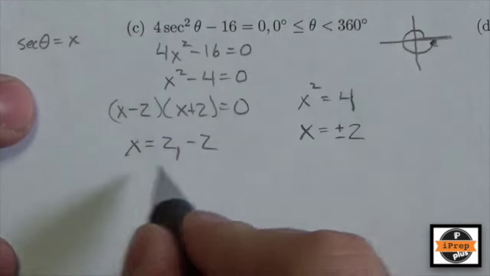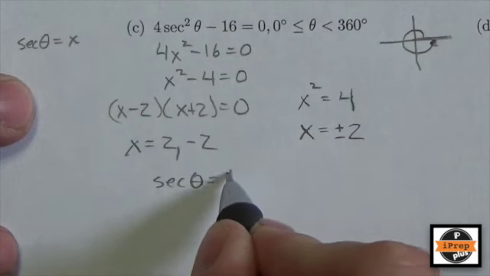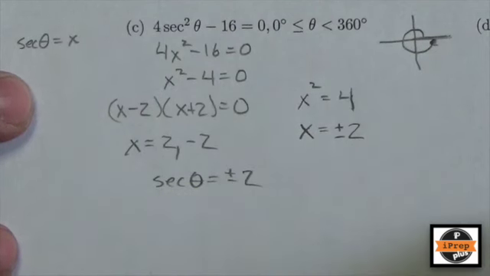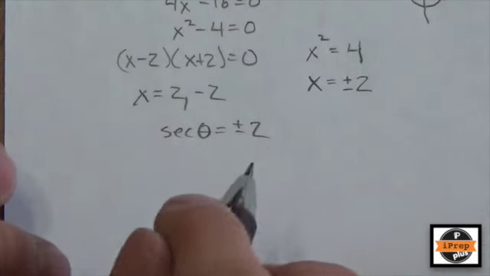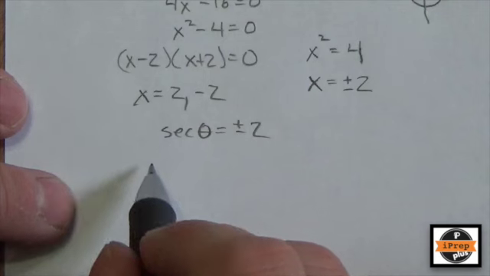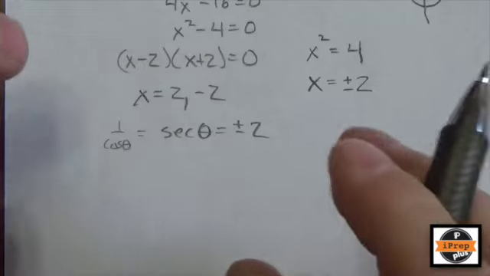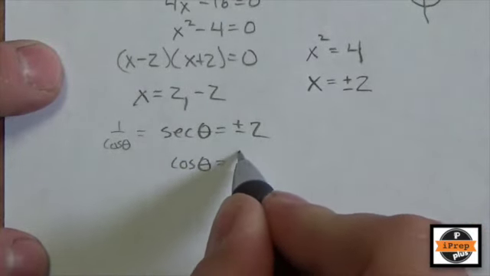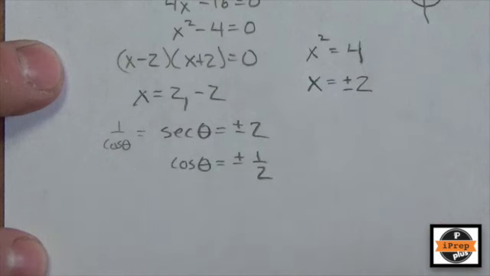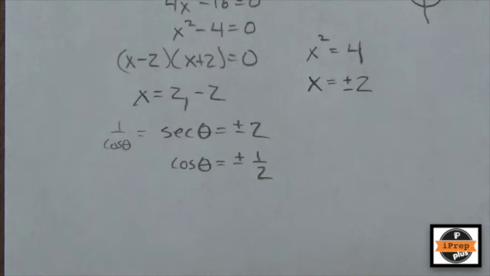Now let's put back in our secant. So the secant of theta is going to equal positive or negative 2. Now, I don't really want to be working with secant, and I know that secant is 1 over cos. So this is 1 over cosine of theta. And so what I'll do is reciprocate both sides to get the cosine of theta is equal to plus or minus 1/2. Reciprocating the plus or minus doesn't change anything, so I just leave it out front.